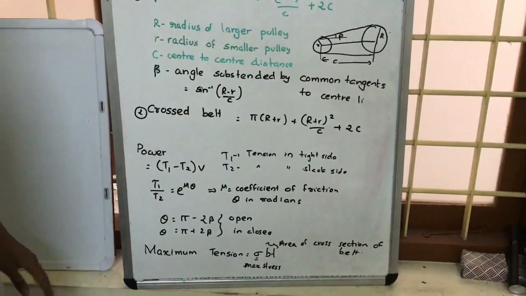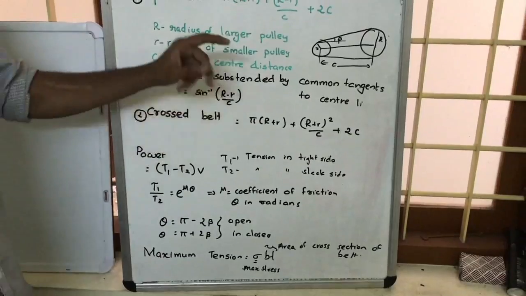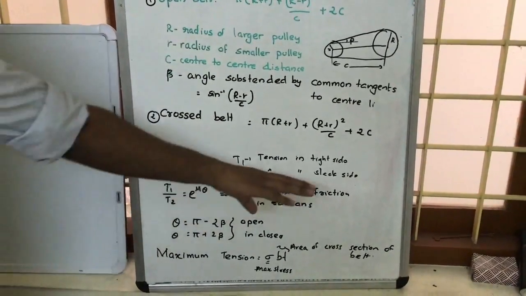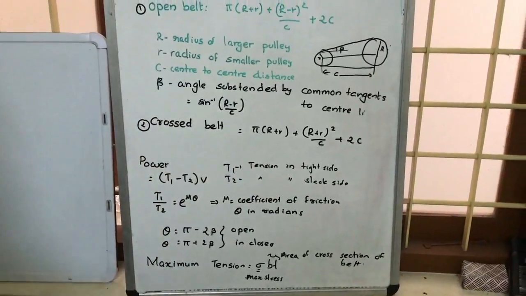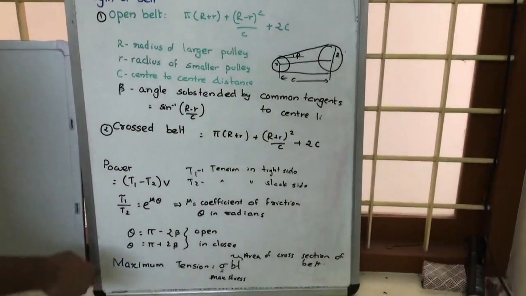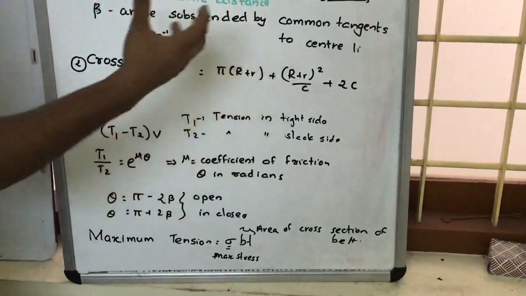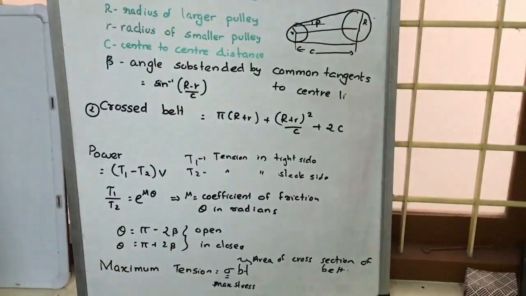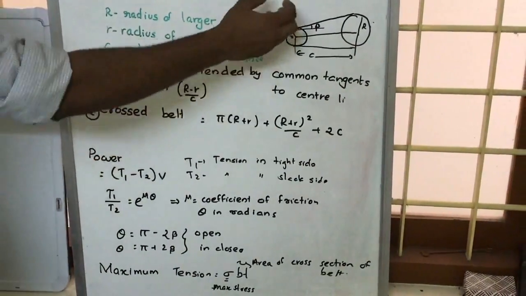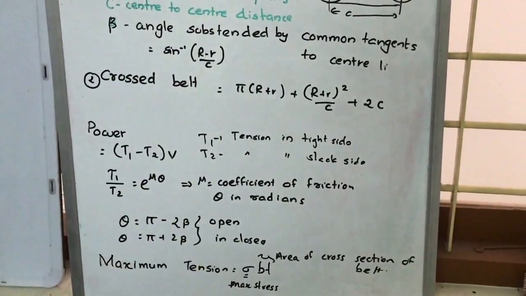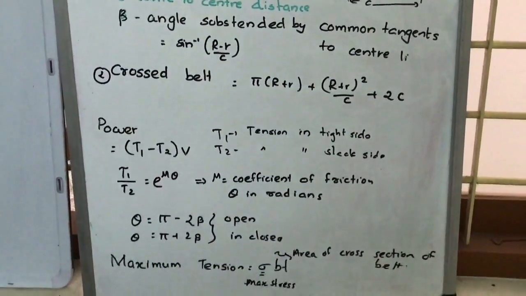Now, power transmitted by the pulley. If T1 is the tension in the tight side, that means T1 will be the maximum tension, and T2 is the tension in the slack side, then if V is the velocity of the belt, power is equal to (T1 minus T2) into V. So T1 minus T2 means the net force acting, into velocity. Force into velocity is power. So that is the power transmitted.